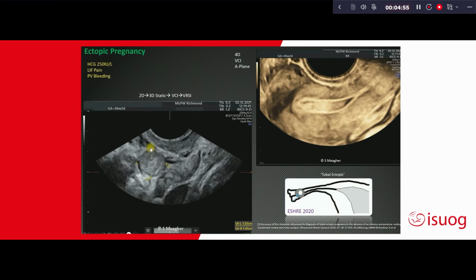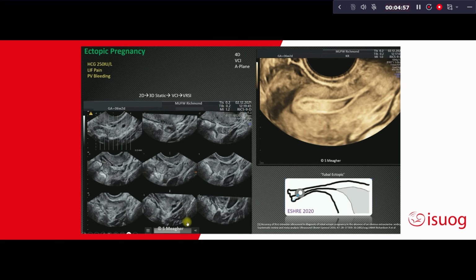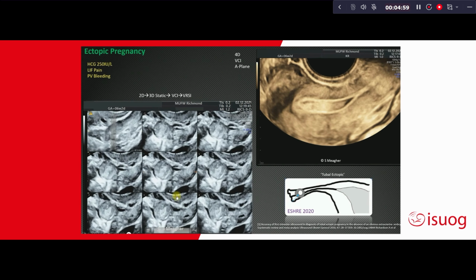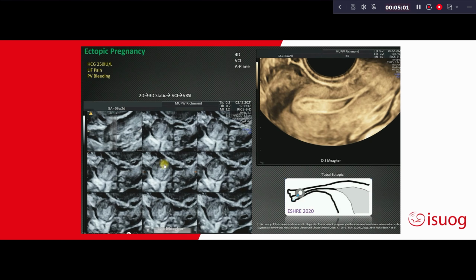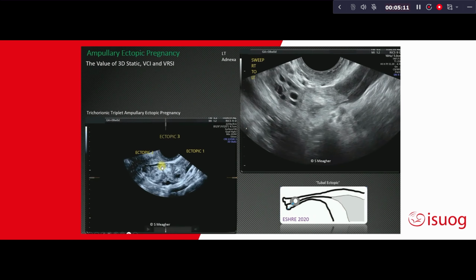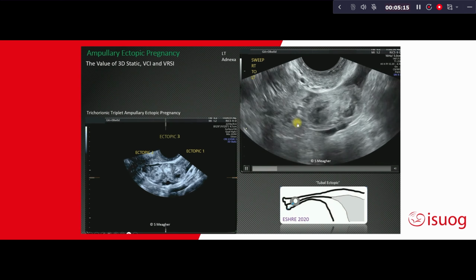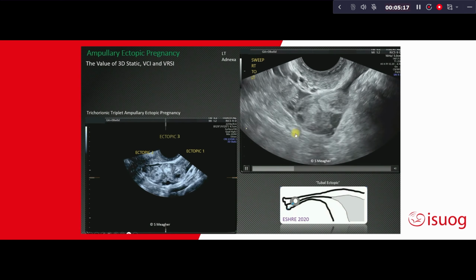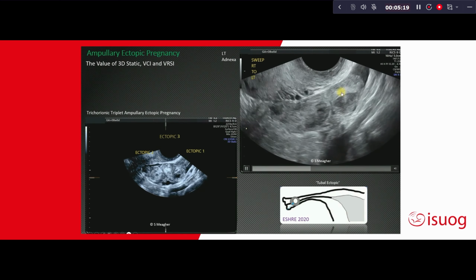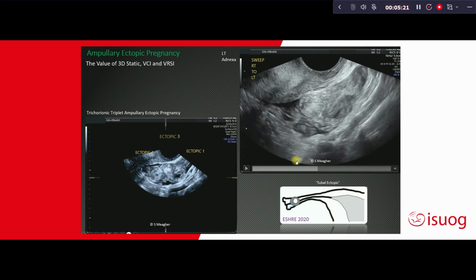The power of 3D with volume contrast imaging. Volume contrast imaging allows us to distinguish the hyperechogenic trophoblast from the tubal edema. Remember, it's the trophoblast that's the aggressor. The more trophoblast there is, the more likely it is that it is going to rupture. Not only does it help determine the volume of trophoblast and the likelihood of rupture, it also allows you to clarify these complex ectopics.